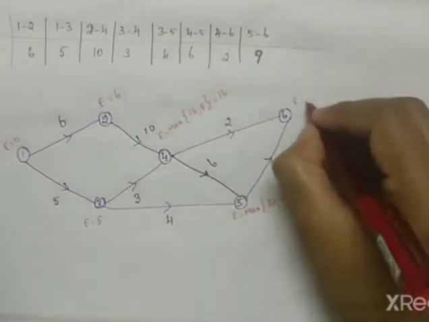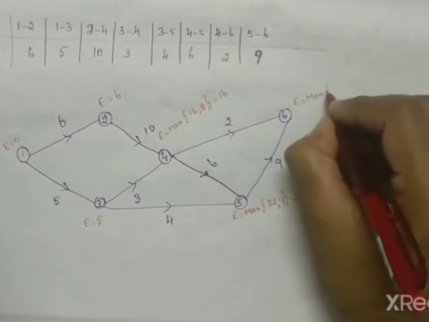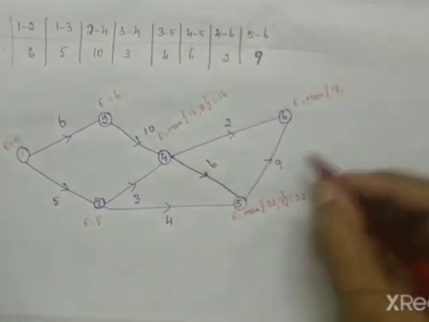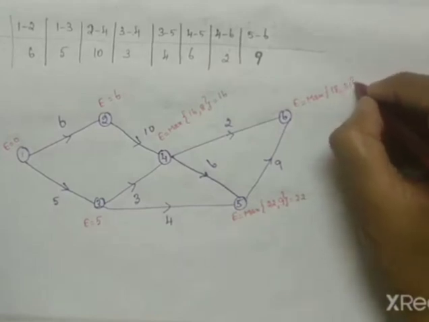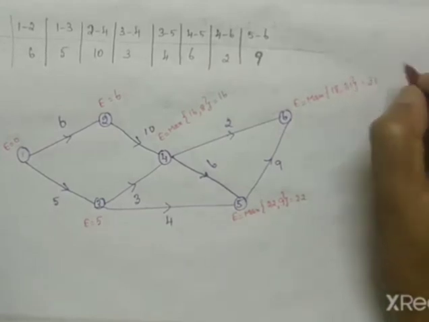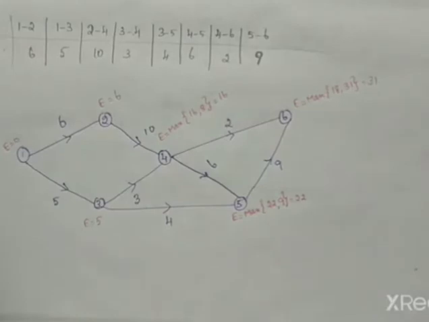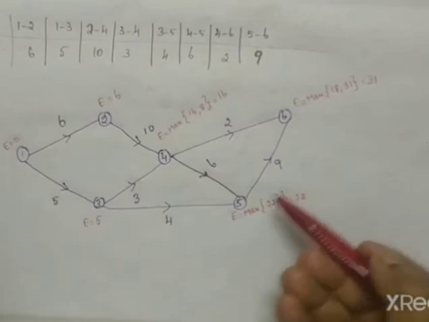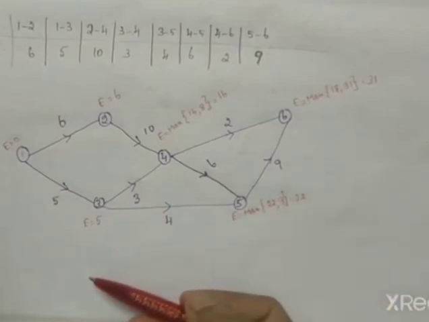So E is equal to the maximum of 16 plus 2, that is 18, and 22 plus 9, that is 31. So 31 is your E value. The next one is we have to find the L value. The E value is the starting point, and the L value is found in the reverse process, so we have to come backward.